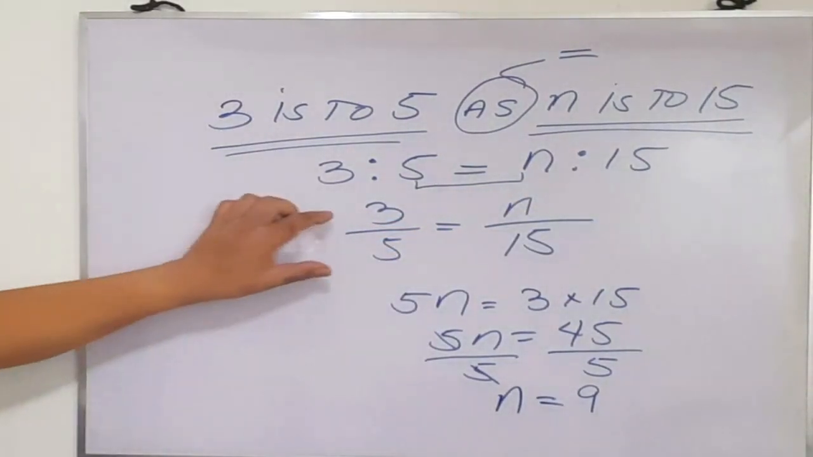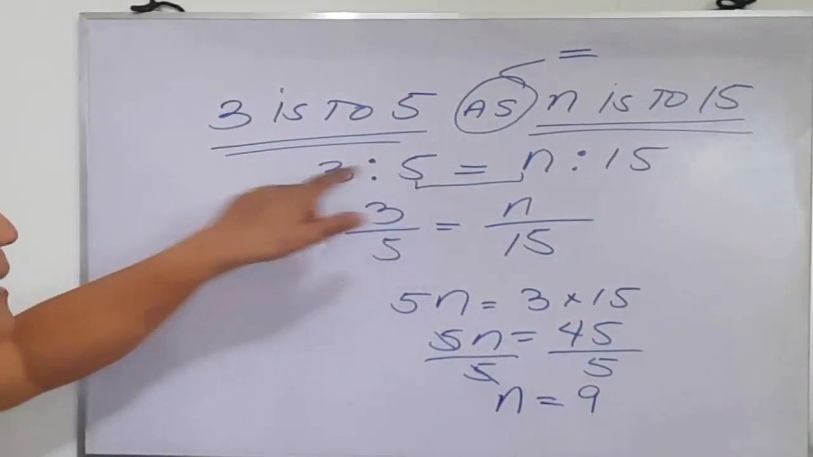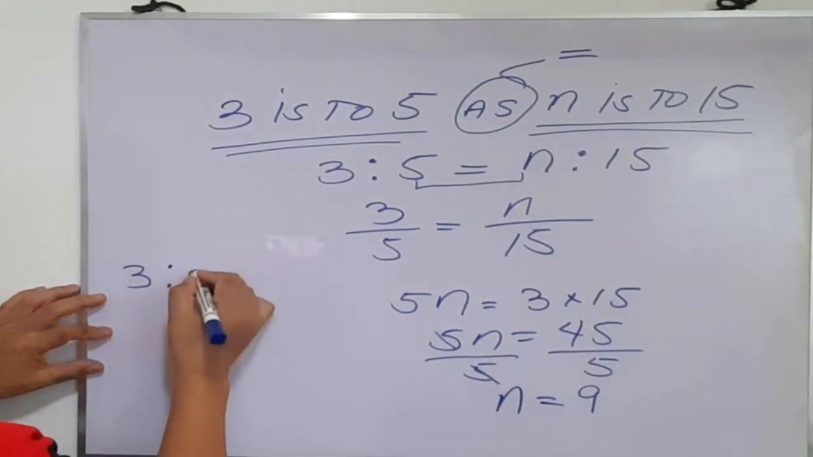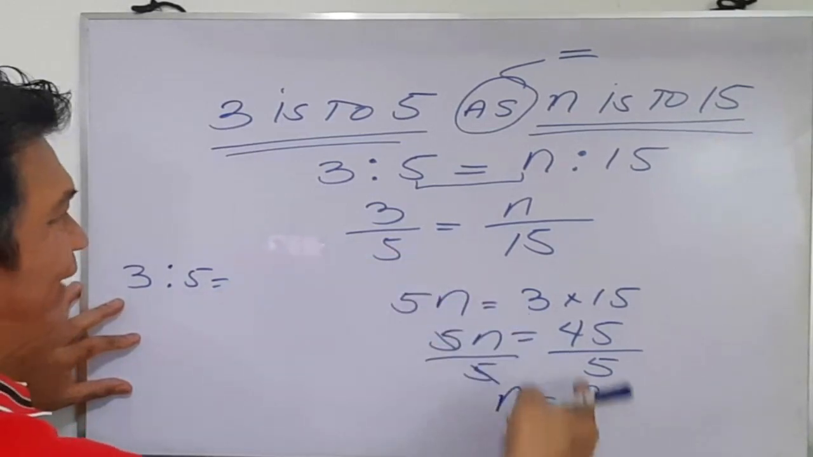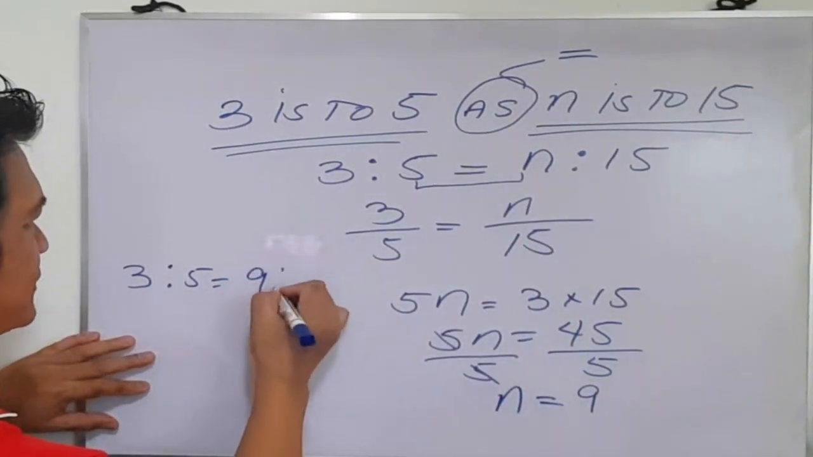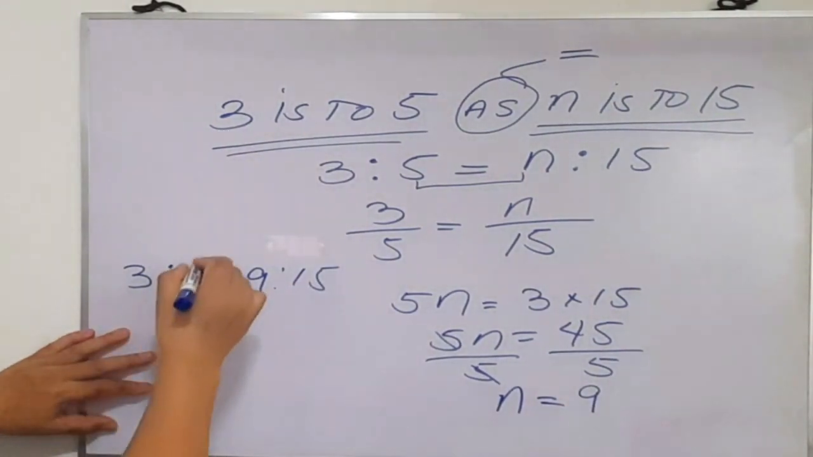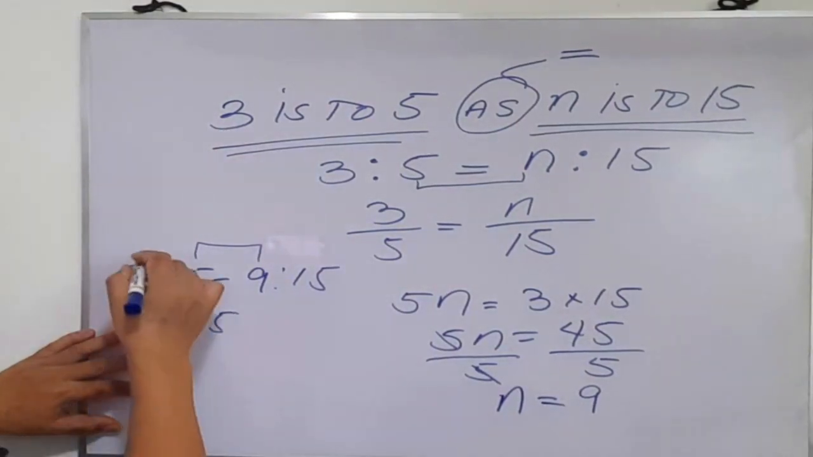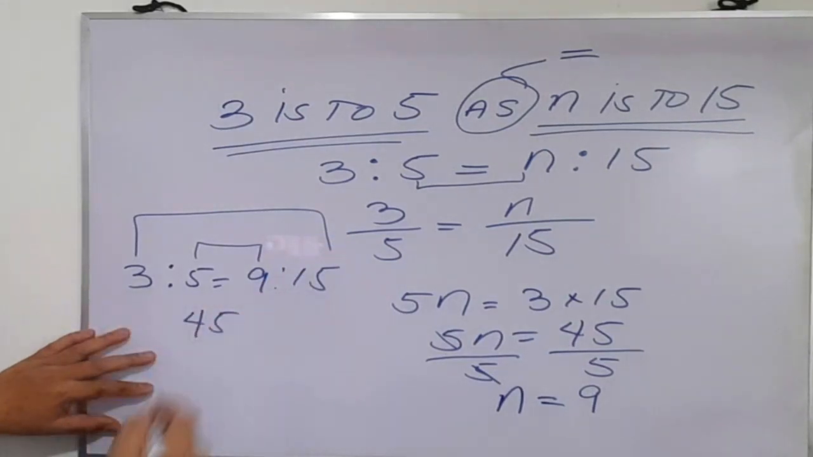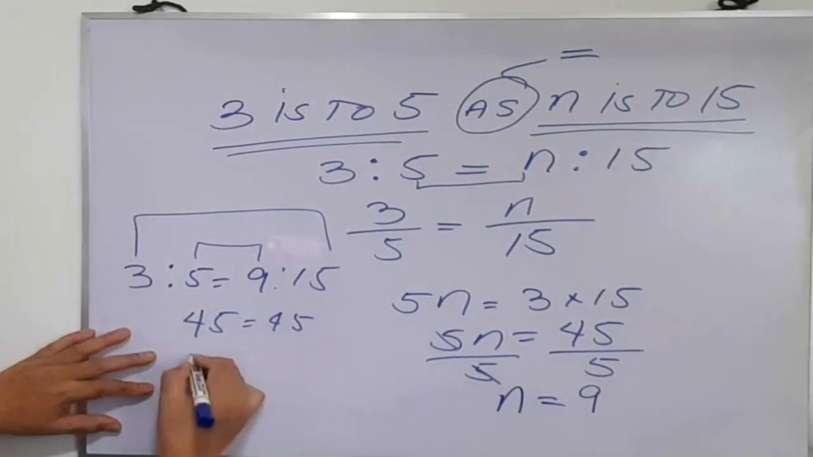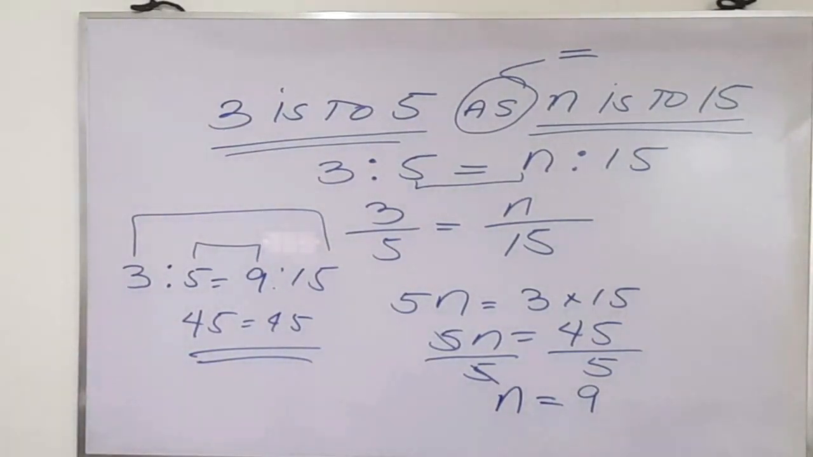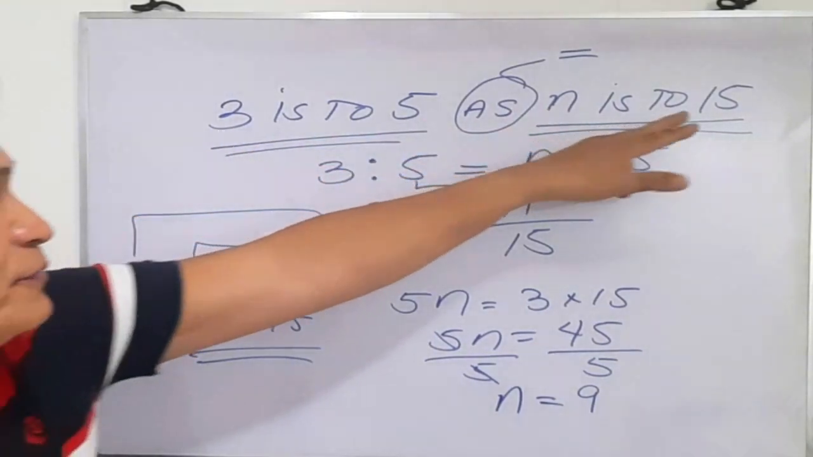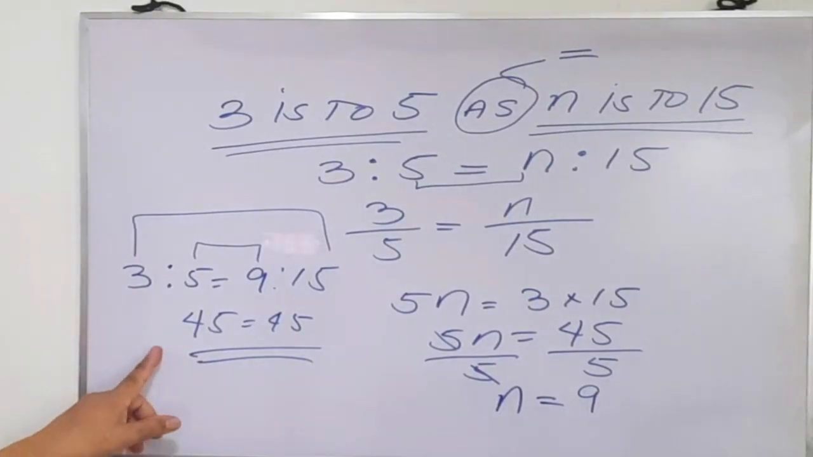Let's check if it is true that the product of the means is equal to the product of the extremes. So 3 is to 5 is equal to, we substitute n here, 9 is to 15. If we multiply the means, 5 times 9 is 45, and you multiply the extremes, 3 times 15 is 45, and they are equal. Therefore, the unknown number n, in 3 is to 5 as n is to 15, is 9, and we have checked that it is correct.